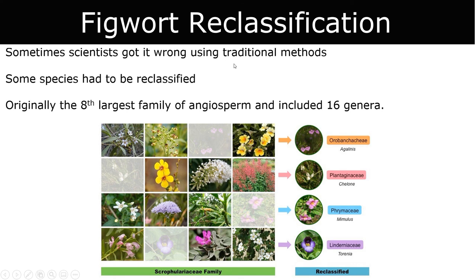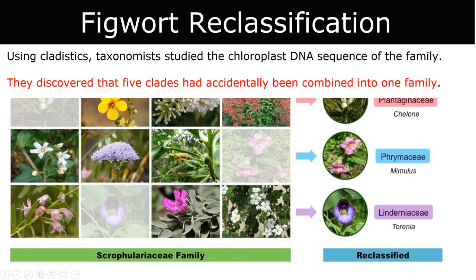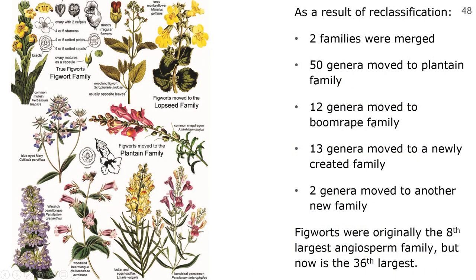So one of the classifications that they got really wrong was figworts. This used to be thought of as one of the largest families of angiosperms. So they're vascular plants, they're angiosperms, they have these sort of small flowers. And it wasn't until they did DNA and protein sequencing that they realized that actually there are 5 clades that were originally classified in this family, and they had to separate them out. It was only because they were looking at those DNA sequences that they realized they weren't as related as they thought. They had to combine 2 different families. 50 genera were moved to the plantain family, so those are like the little banana looking things.